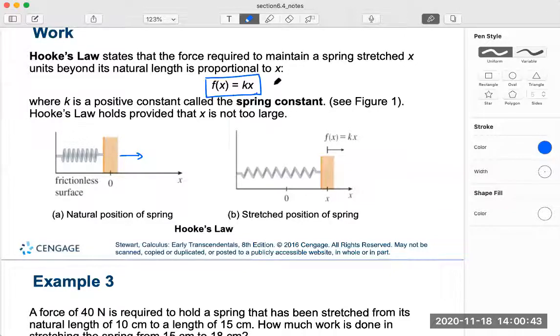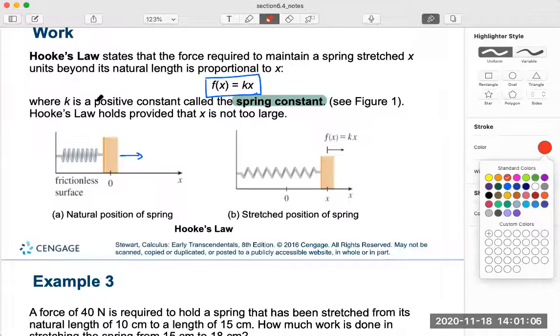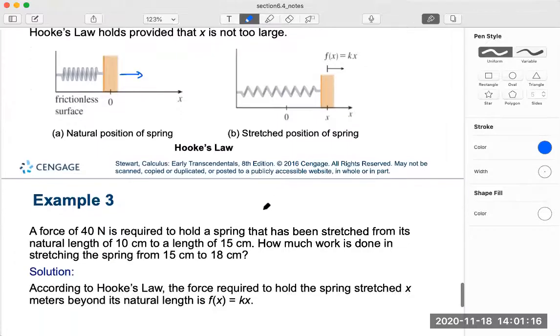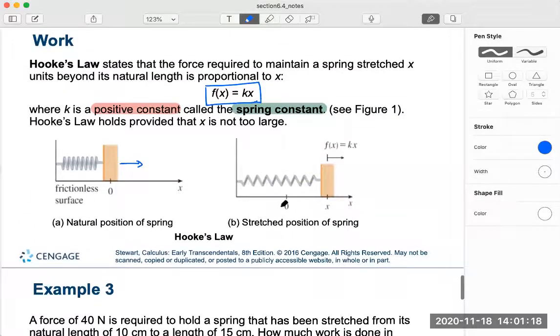Okay? And x here is very small. If it is large, then we need to use a slightly different formula. So k here, we call it the spring constant. Okay, it is a positive number. So we have the formula, right? And the work done. The work done here, yeah, let us see.